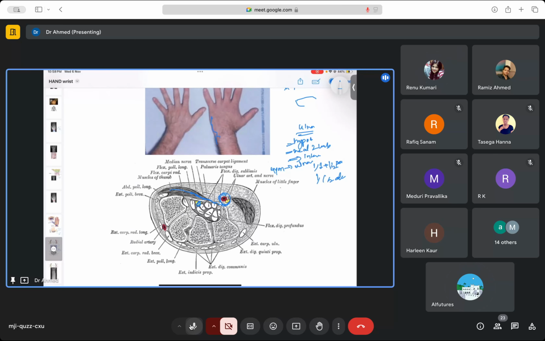So how does Guyon canal syndrome take place? Basically, those who are bicyclists are prone to have Guyon tunnel syndrome, right? They have compression of their ulnar nerve, because, assume that overuse of the wrist can cause Guyon tunnel syndrome.